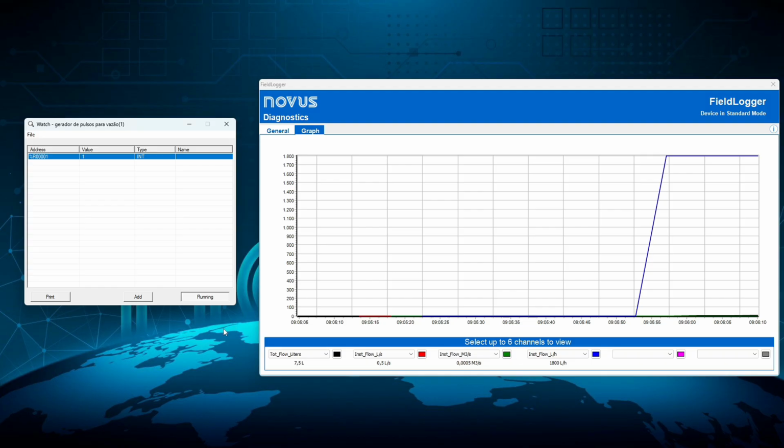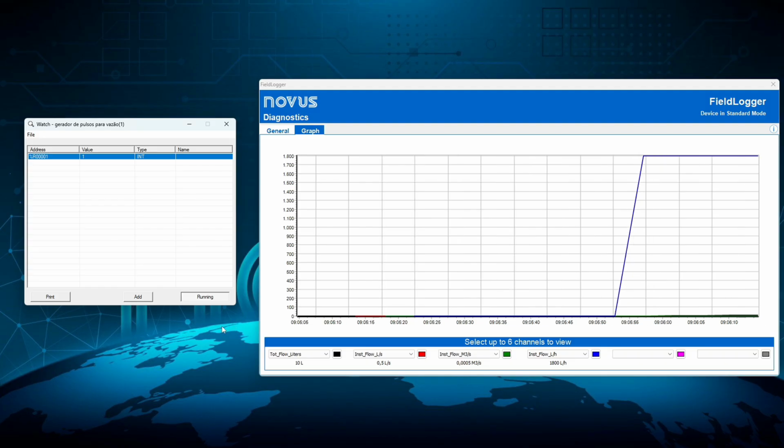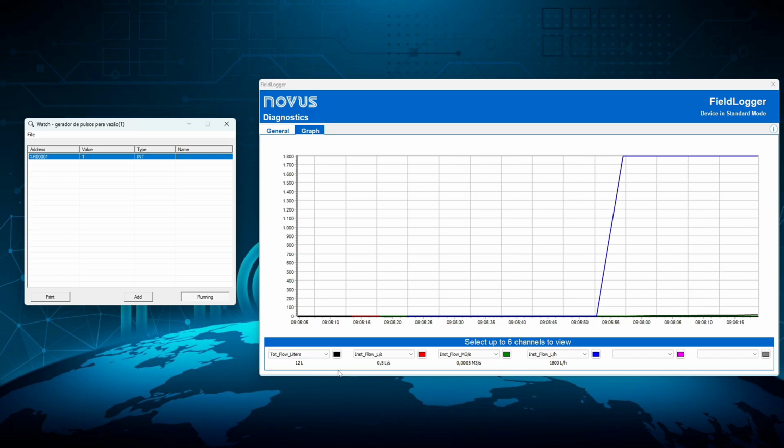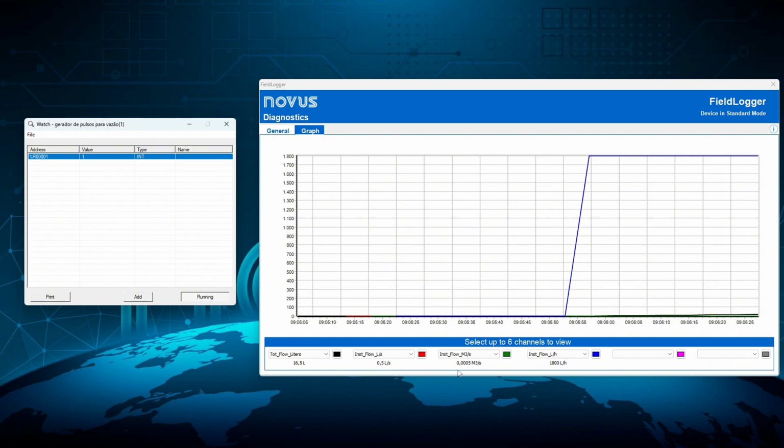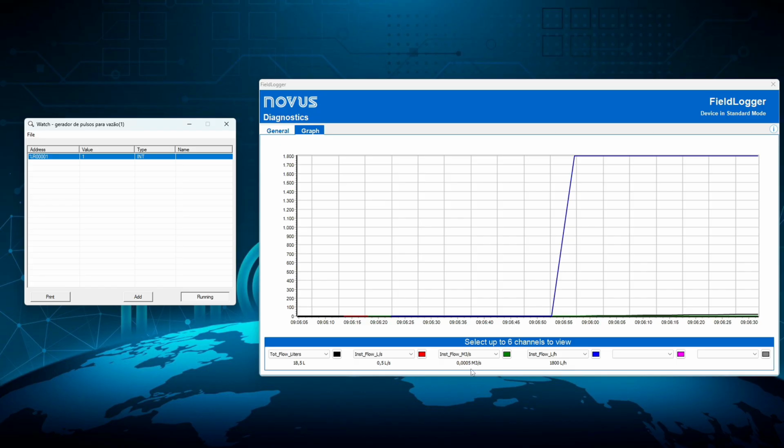It is then possible to observe that there is an addition of 0.5 liters every second. This means that the instantaneous flow rate is 0.5 liters per second. With the conversions performed, we also have 0.0005 cubic meters per second and 1,800 liters per hour.